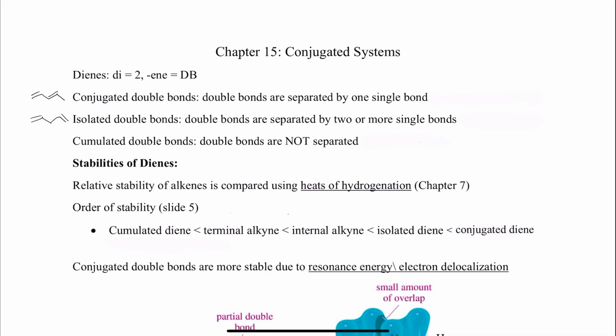Cumulated double bonds are not separated by any single bonds. This is whenever we have two carbon-carbon double bonds back to back. So if we were to have 1,2-pentadiene, cumulated double bonds are of very high energy. They're very unstable. But make sure you know how to identify conjugated, isolated, and cumulated double bonds.